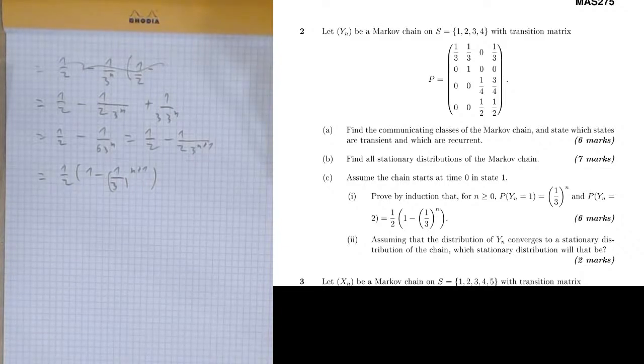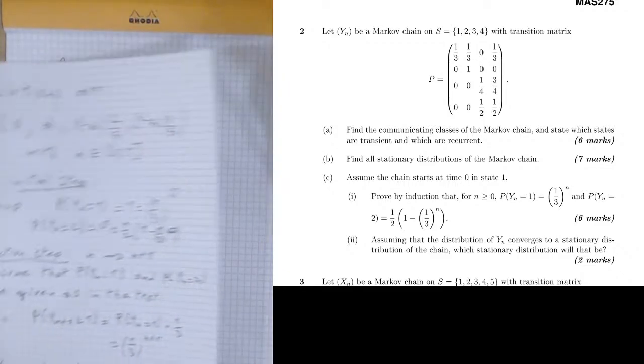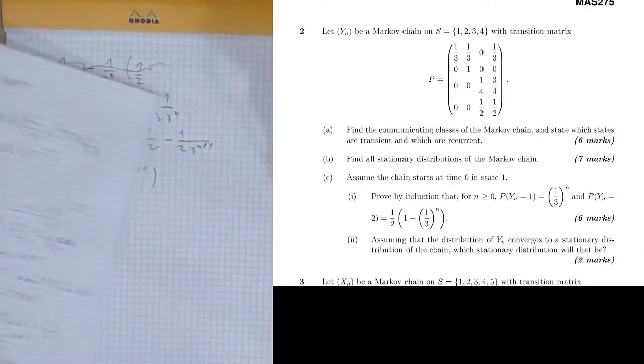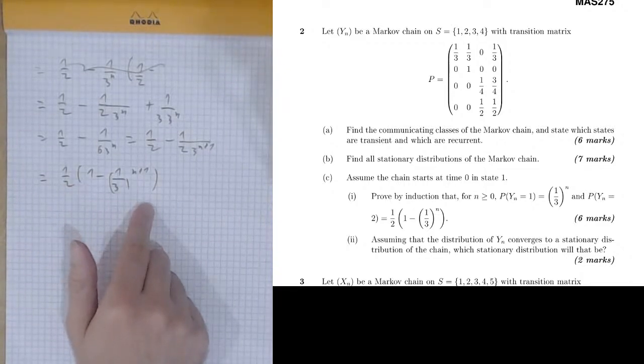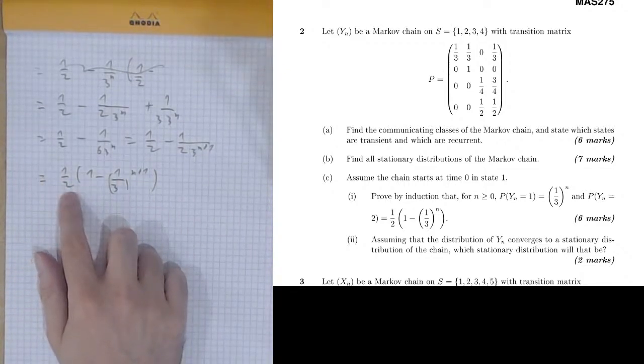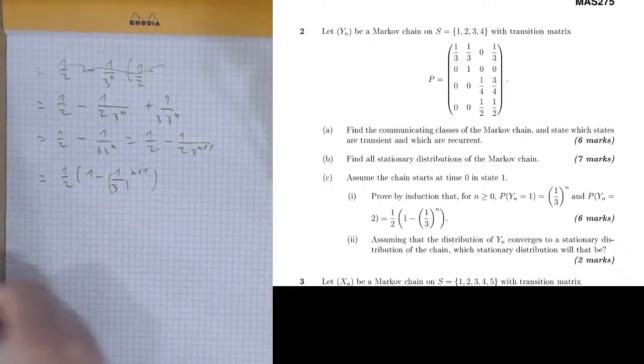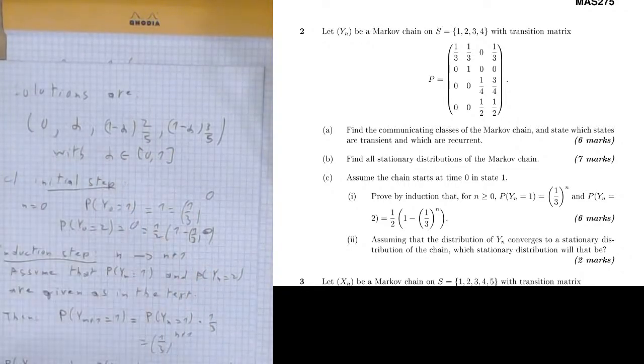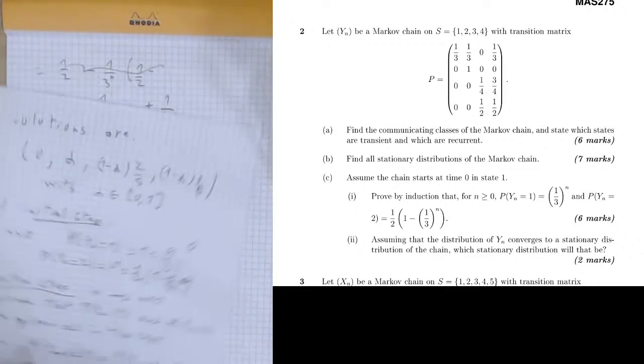Okay, and now final question of this exercise. Assuming that the distribution of yn converges to a stationary distribution of the chain, so it converges to one of those things with alphas, which one will it be? Well, if we look at our formula, the limit is 1/2. So if it's one of those, it has to be the one with alpha equals 1/2. And that's your answer.